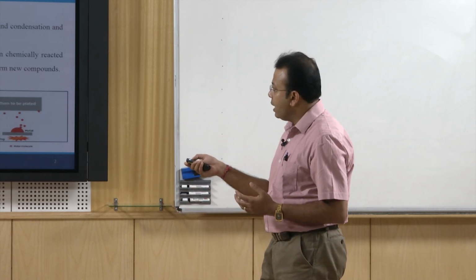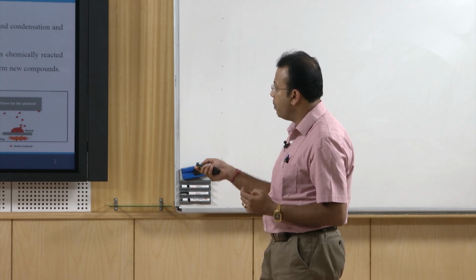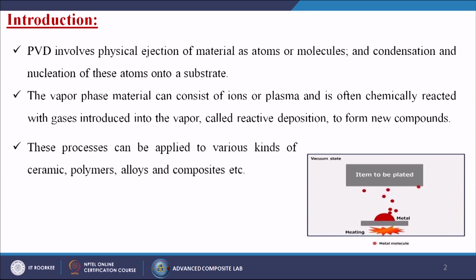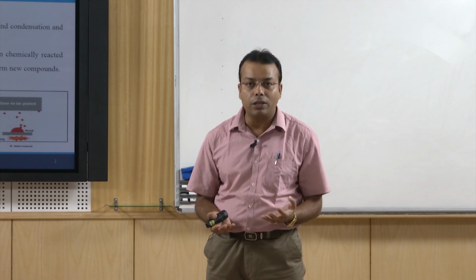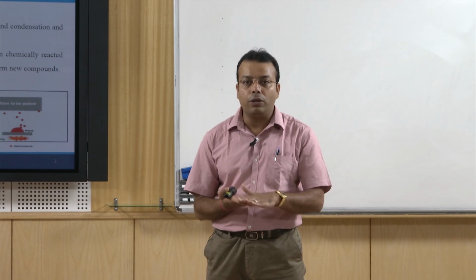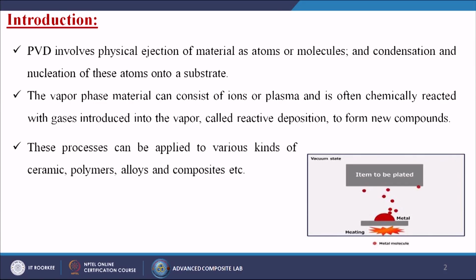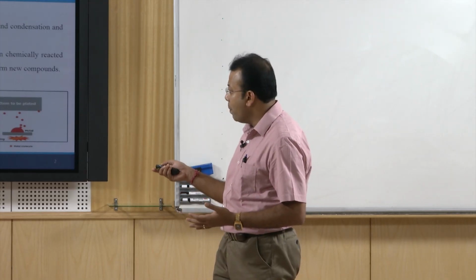The vapor phase material can consist of ions or plasma and is often chemically reacted with gases introduced into the vapor, called reactive deposition, to form new compounds. So, from this line we can understand that whatever gas we introduce may react with those ions or molecules, or it can simply be an inert one to help the homogeneous coating of that material onto the substrate itself. This process can be applied to various kinds of materials like ceramics, polymers, metals, alloys, composites, etc.